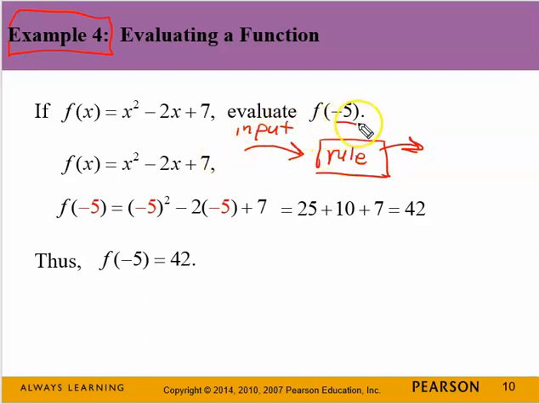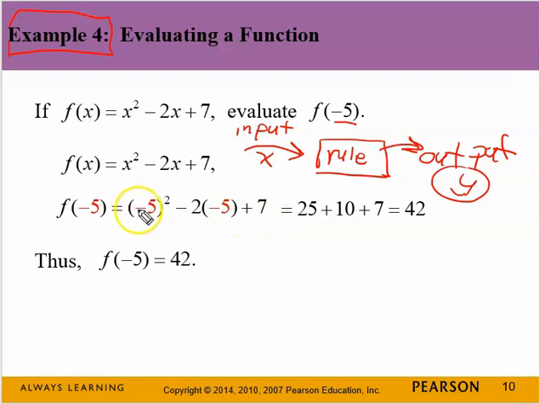So the input value is our x value, and our output is the y value. So this is sort of what's going on, but you need a protocol to do this. So our x value is a negative 5. So within a parenthesis, I'm going to put a negative 5. That's squared. Then minus 2 times negative 5 plus 7.